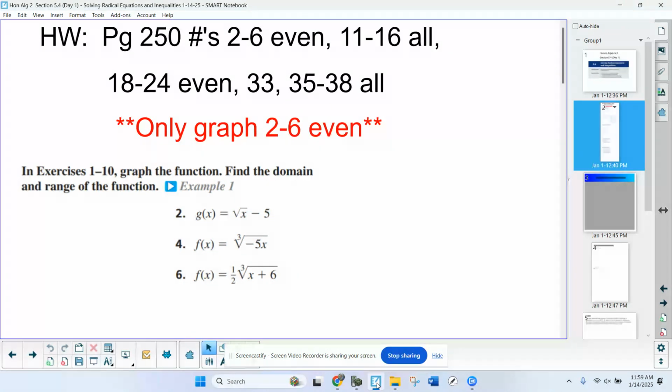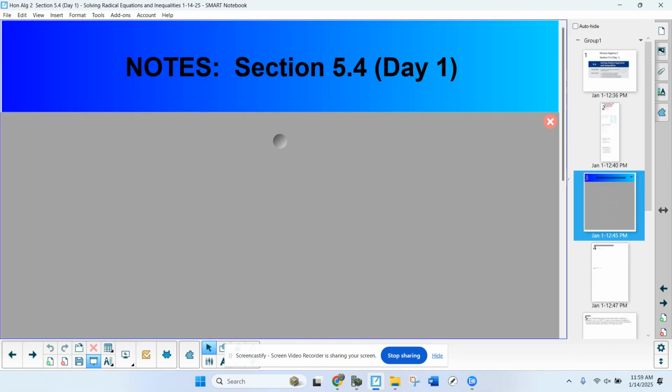Alrighty, so I really like what we're doing today. We are going to be talking today about solving radical equations, and then we'll do inequalities tomorrow, and then we will review sections 5.3 and 5.4 on Thursday. So that's where we're headed for the rest of the week.